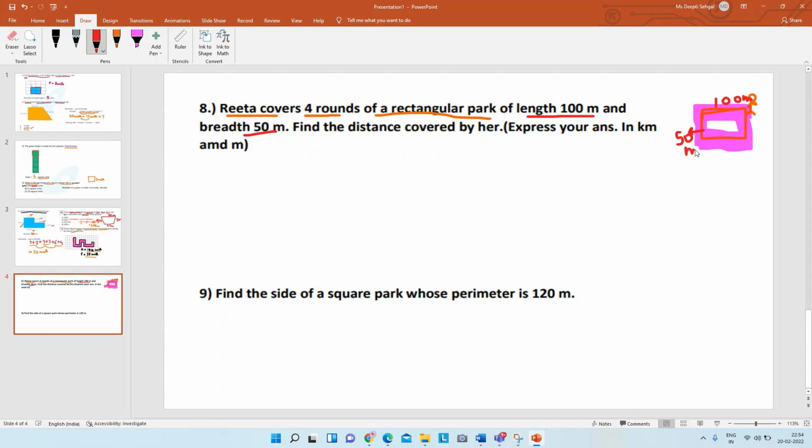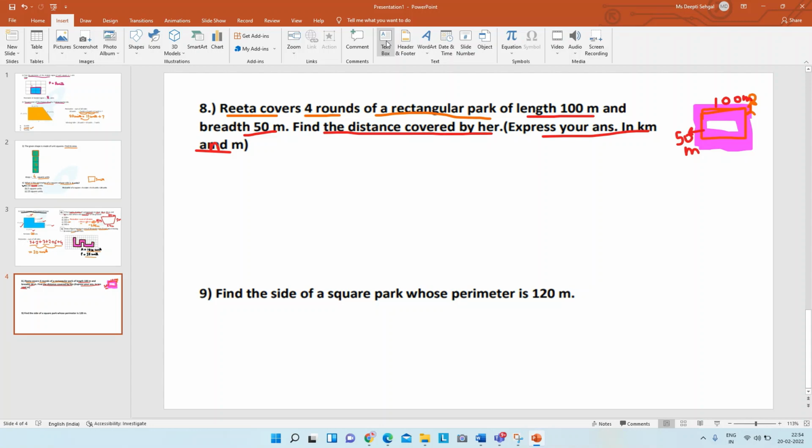Now we need to find the distance covered by her. तो रीटा ने कितना distance cover किया? We need to find that, and then you have to express your answer in kilometer and meter. You have to find the answer in kilometer and meter.